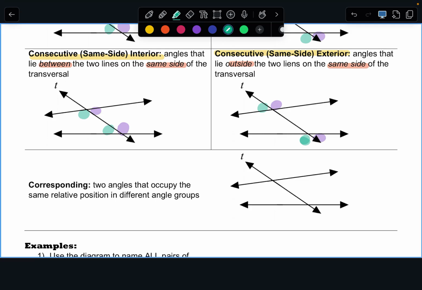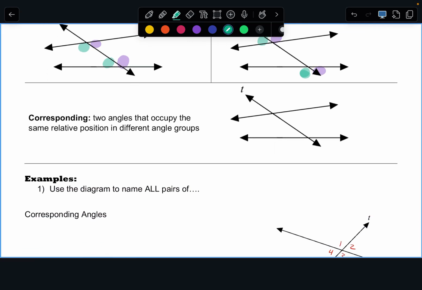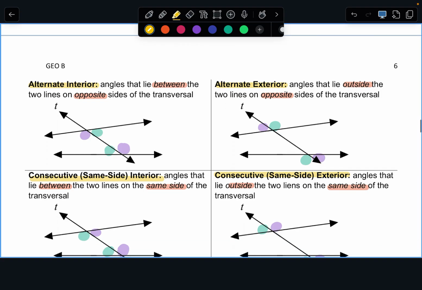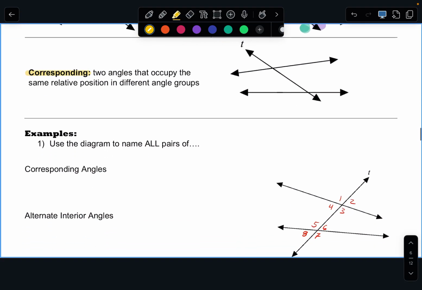Our very last one, and this one's the hardest to see if you're just looking at a picture. This one's corresponding. This one uses a different naming pattern. It's not named with the alternate and with the interior and exterior. But corresponding angles are angles that essentially occupy the same relative position in two different groups.